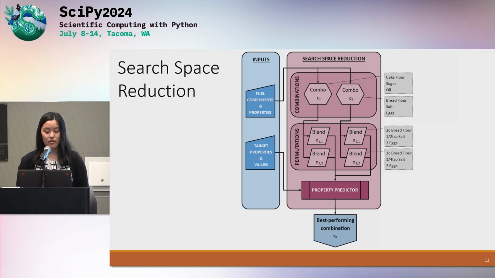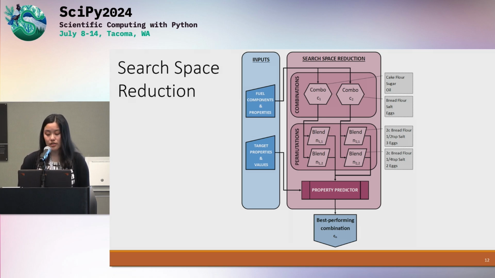So an example of that for our bread flour, salt, and eggs combination would be something like 2 cups of bread flour, half a teaspoon of salt, and 3 eggs, or 2 cups of bread flour, a quarter teaspoon of salt, and 2 eggs. And so once we have all of these discretized recipes, we then can predict their objectives. Again, that's our taste, cost, and appearance. And once we have those predictions, we then organize and sort them with Pandas, and we identify the ingredient combination that gives us the best performing objective predictions. And then that is what we export to the next step of our process.